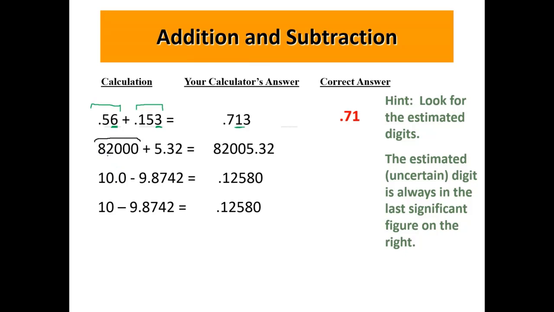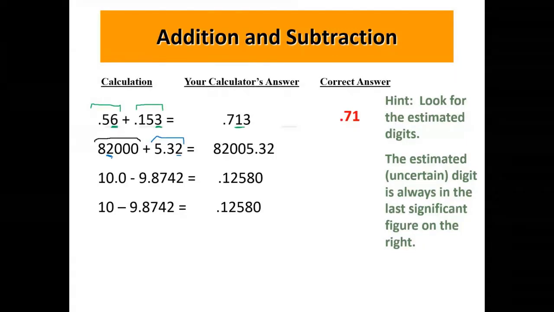The 2. So this is the nearest thousands place. What's the last significant figure in the next number? The 2 as well. Only this one's in the hundredths place, right? So which is larger? An uncertainty in the hundredths place or an uncertainty in the thousands place?